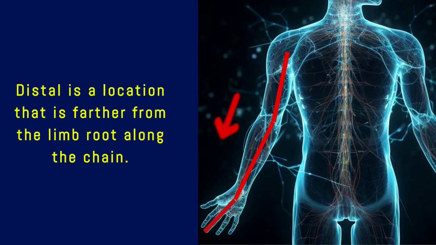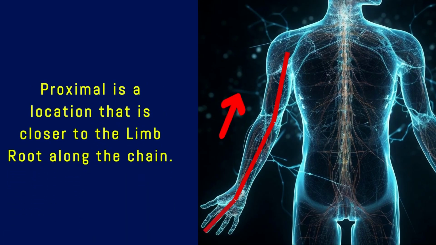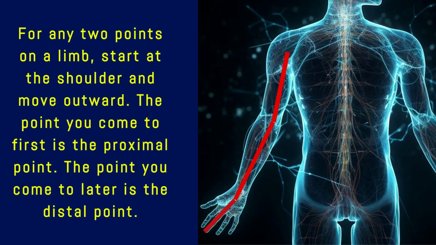Distal is a location that is farther from the limb root along the chain. Proximal is a location that is closer to the limb root. For any 2 points on a limb, start at the shoulder and move outward. The point you come to first is the proximal point. The point you come to later is the distal point.